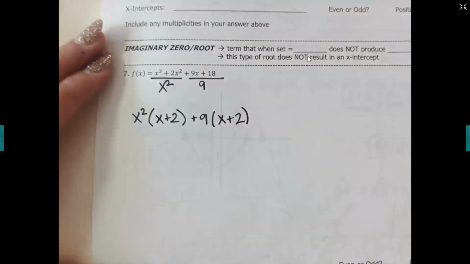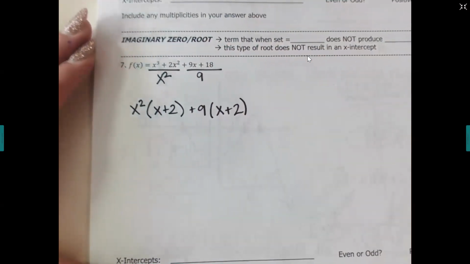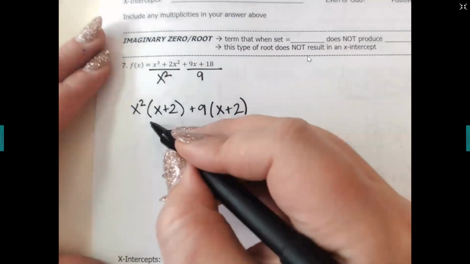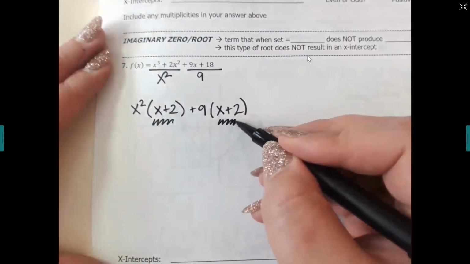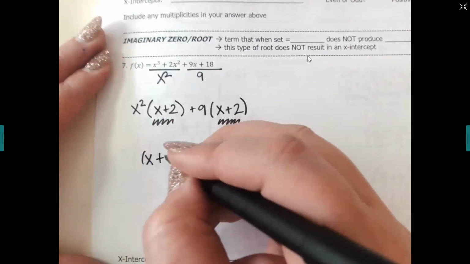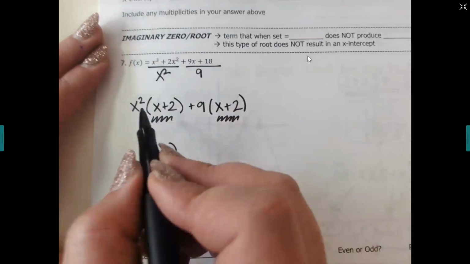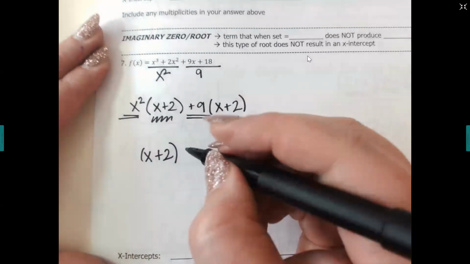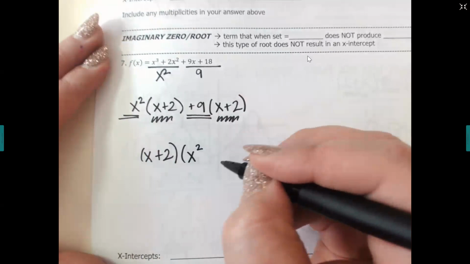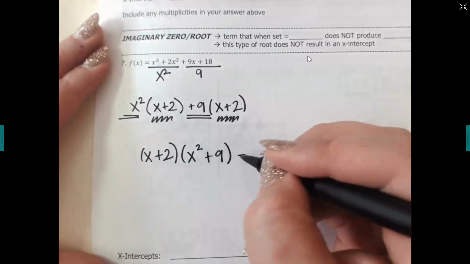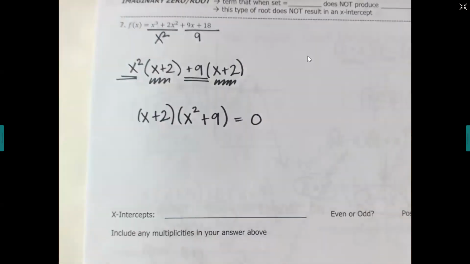Now notice this is almost the exact same problem, but there's one thing that's different. My x plus 2's still match, which is great. But what's my second factor? X squared plus 9. Now remember what I told you. You're only allowed to do the square root shortcut if it's what sign in the middle? Has to be a minus. Let's talk about why. I can't split this one.